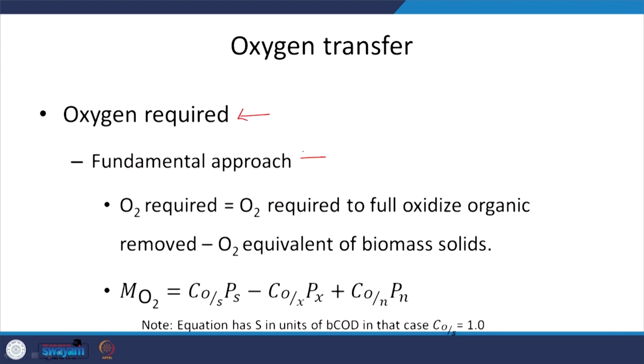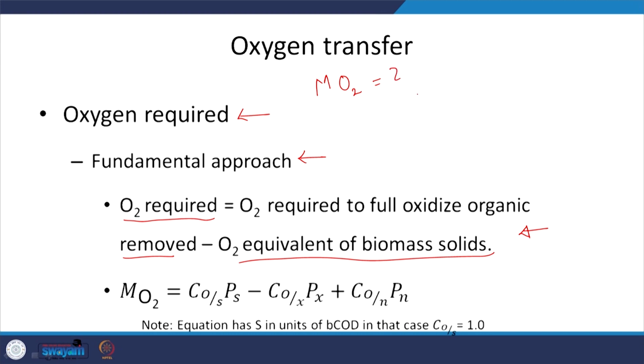So, two approaches; we will look at the fundamental approach only, if I am not wrong, today. The oxygen required, well, this is a particular way to look at it, but I will try to explain it in a better way. Oxygen required is equal to the oxygen required to fully oxidize the organic removed minus the oxygen equivalent of biomass solids. Again, this is the general version that people look at, but let us try to understand it in better terms. So, I need to provide oxygen and I need to know how much, right. So, where does it go?